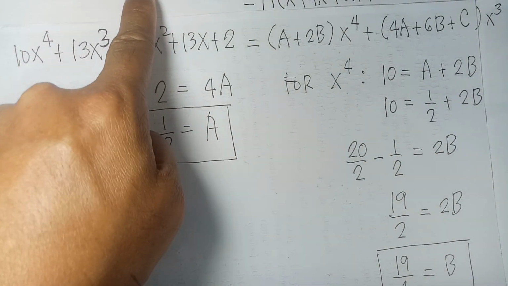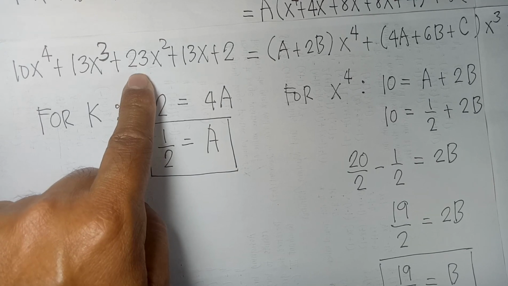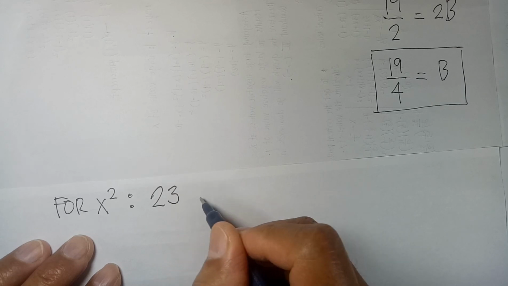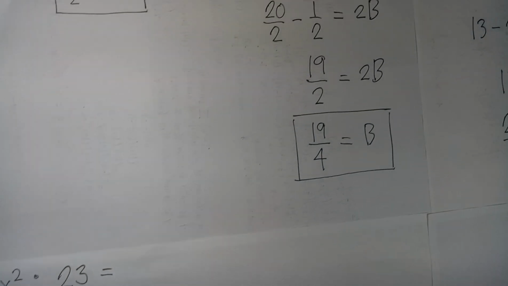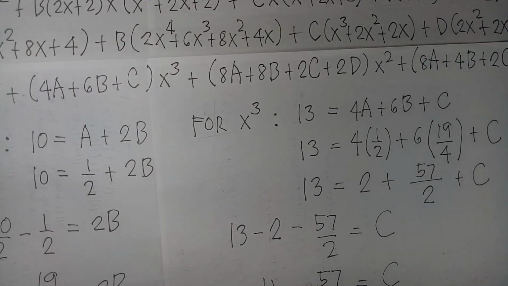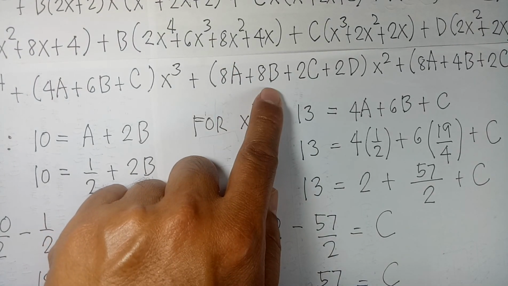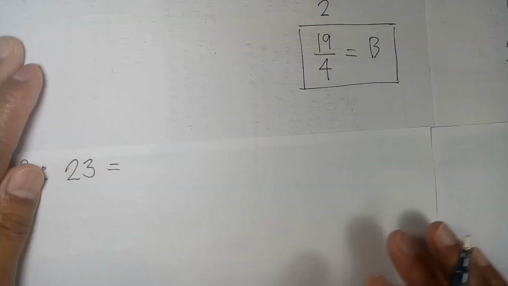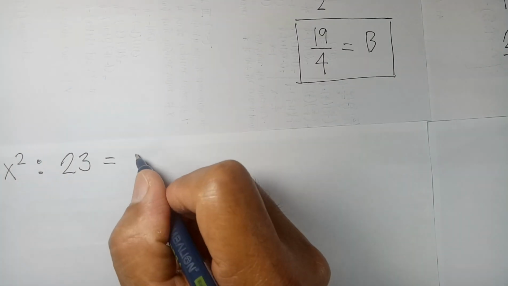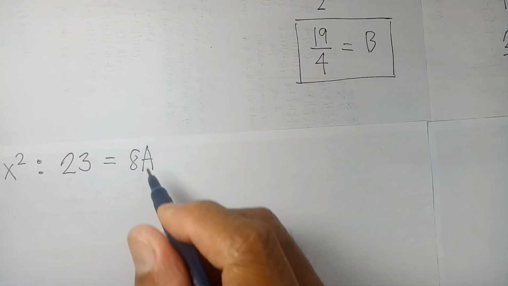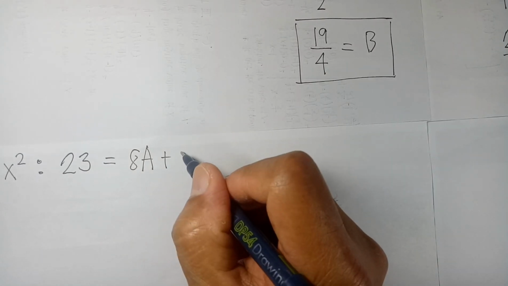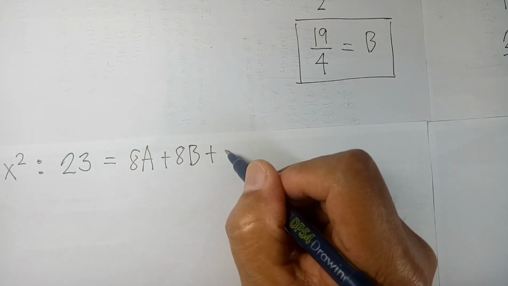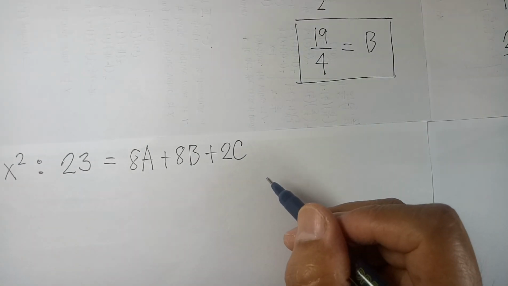So 23. Equals. So dito naman sa right side, equals siya sa 8a plus 8b plus 2c plus 2d. So meron tayong 8a plus 8b and then plus 2c, and then plus 2d.